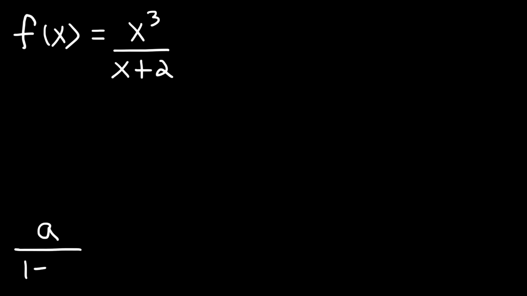Consider the next example. f of x is equal to x cubed divided by x plus 2. So what do you think we need to do for this problem in order to write the power series representation for that function? Notice that it doesn't appear to be in this format. a is a constant, but we have a variable in the numerator. So for this particular example, what do you think we need to do?